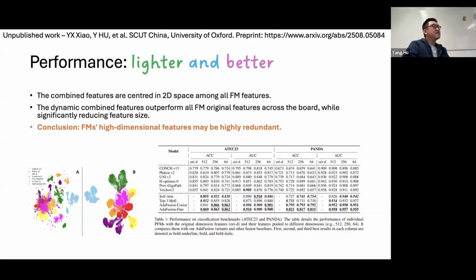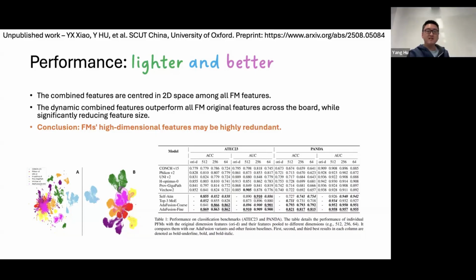I'm just going to ask, did you do any work to look at whether there's a minimal set of foundation models that you can include in that fusion to get most of the performance? So that maybe if you keep just Virchow and UNI or something, you get most of the benefit of the combination and the rest.